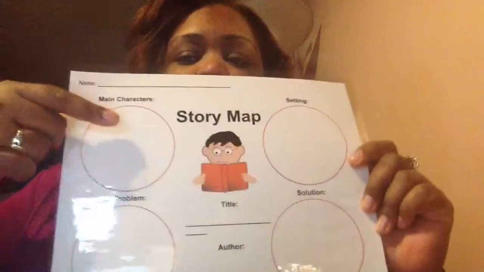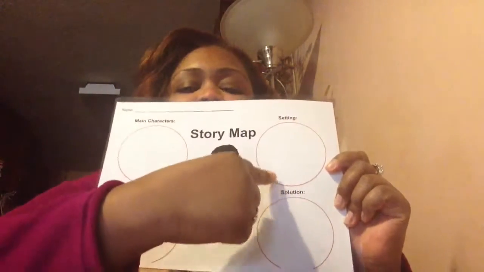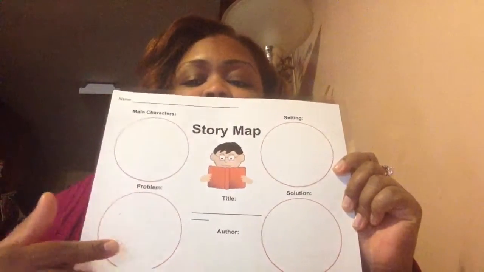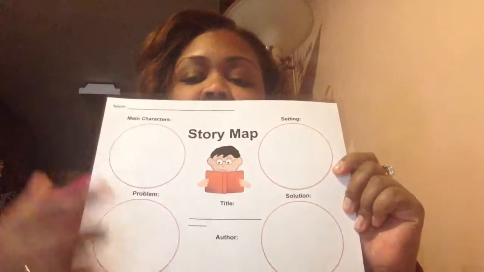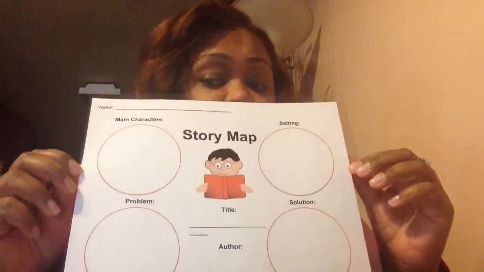As you see here, this says main character. Then over here, setting. This is solution. This is problem. And you put the title here and the author. Okay, so this is a basic story map. This is not an advanced one. This is a basic one.